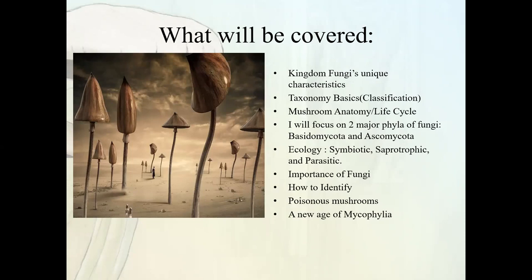Because of that, I'm just going to focus on two major phyla that you would see going outside right now. Chances are you'll see members of Ophiomycota phylum, or members of Ophiomycota, the fine bread molders. Then I'm going to cover ecology, the different types of relationships fungi have with the environment. They're either going to be symbiotic, saprotrophic, or parasitic. A little bit on the importance of fungi, how to identify, and then a little bit on poisonous mushrooms, because I think it's really important, especially if you have a dog or you're watching a toddler and something happens. Just a little bit on it.